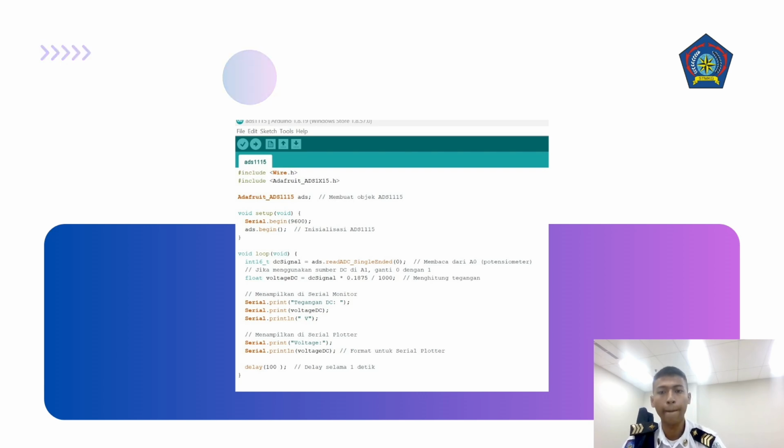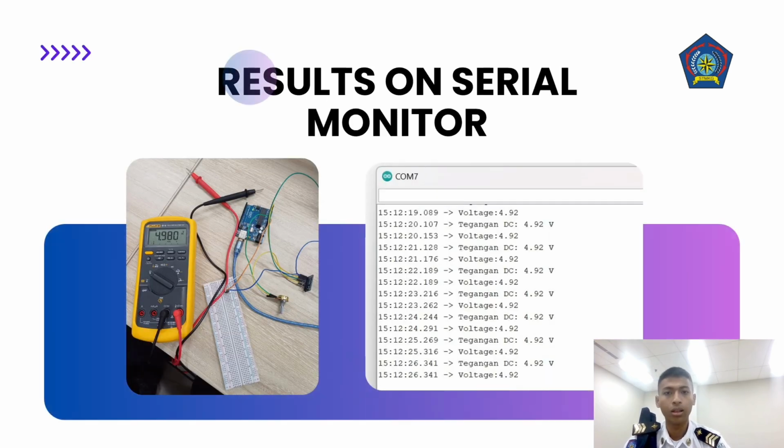Next, the results on the serial monitor. The serial monitor shows the real-time numerical output of the potentiometer reading. We can view the example output on the slide. The output is 4.92 volts.